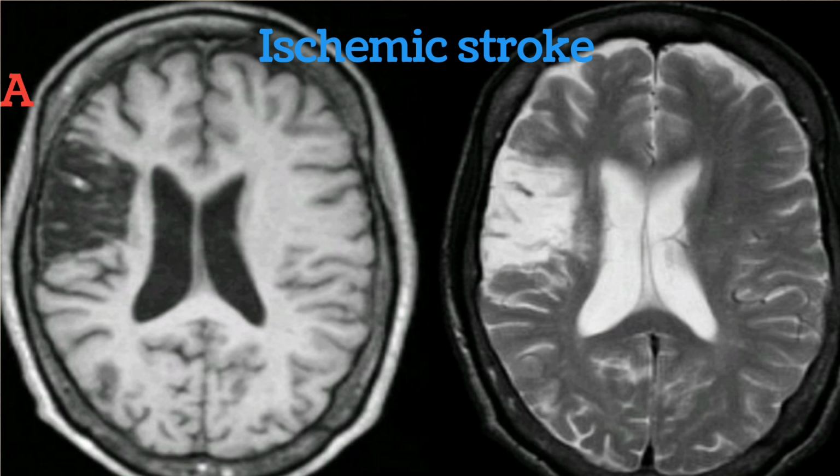Now this is the MRI sequences of patient with ischemic stroke. A is T1 and you can see that there is hypodense black area of ischemia on T1. Image B is T2 and you can see that the same ischemia looks hyperintense white on T2. So rule number 1 applies here.